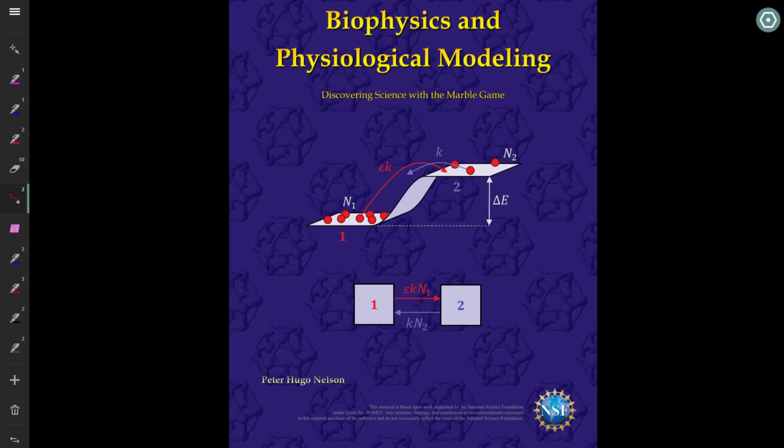Okay, so here's the cover of the draft book. You'll notice that on the cover there's a diagram. It's called an FD diagram, and we'll be talking a lot about those. And it also has a schematic diagram of the marble game.